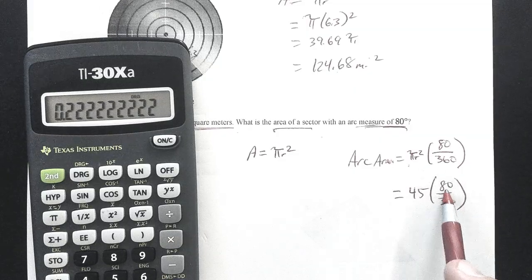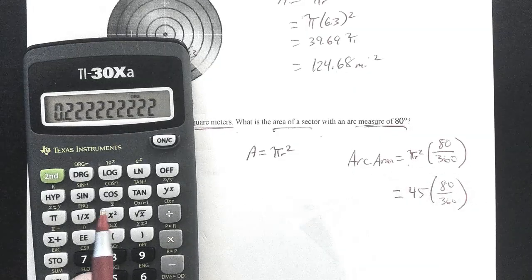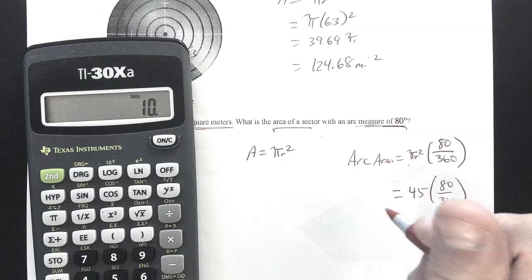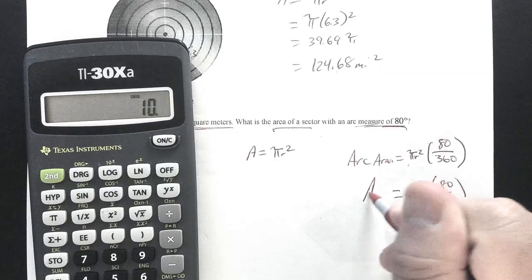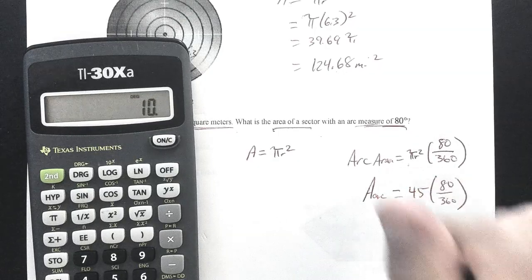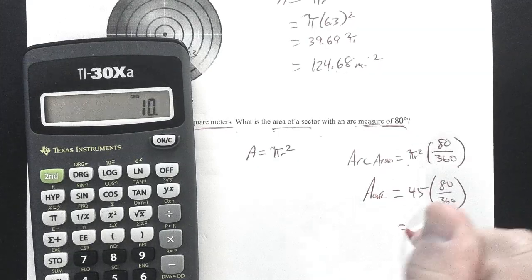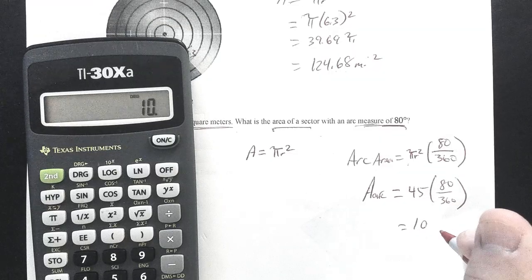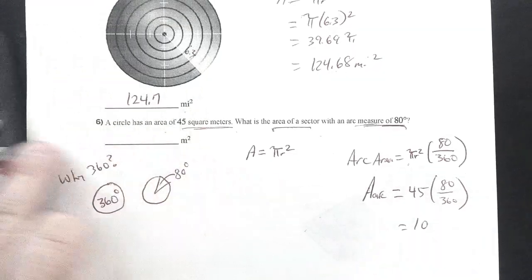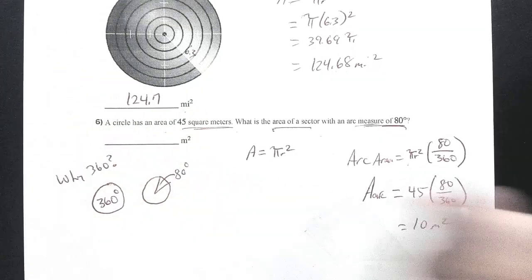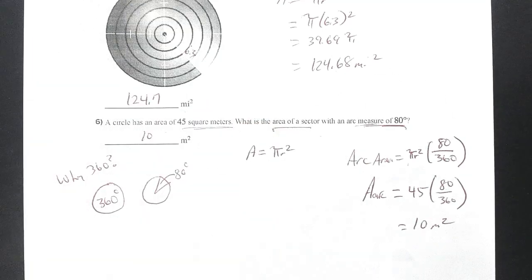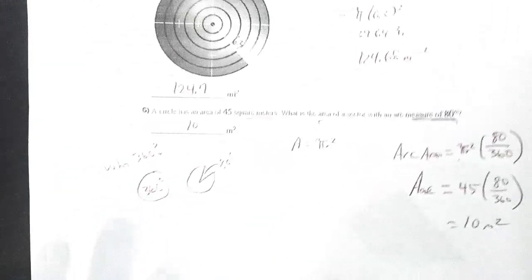But multiplying that number times 45. So your arc, I'm just going to do this. Arc is 10. And that was meter squared. So we put that over there. All right, flip it over.